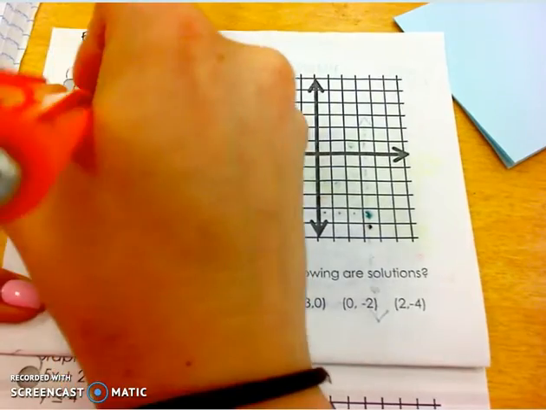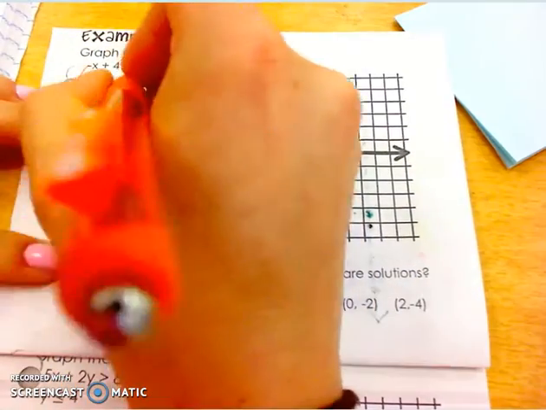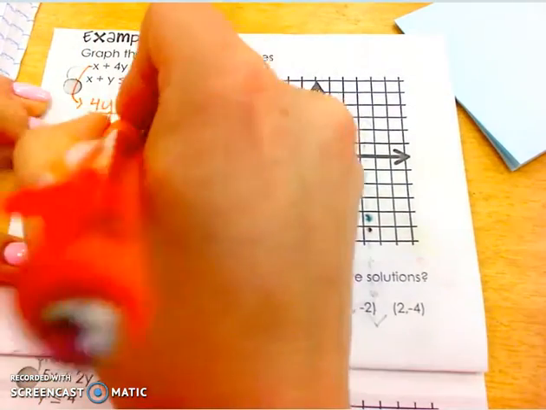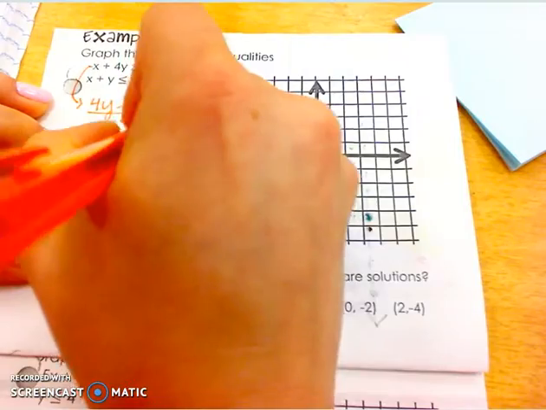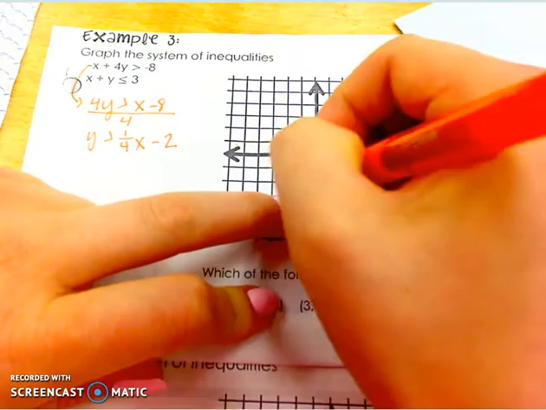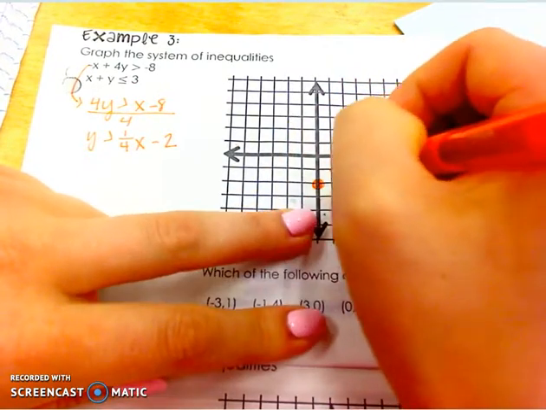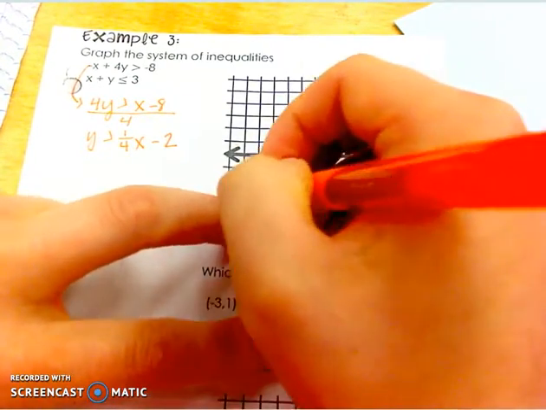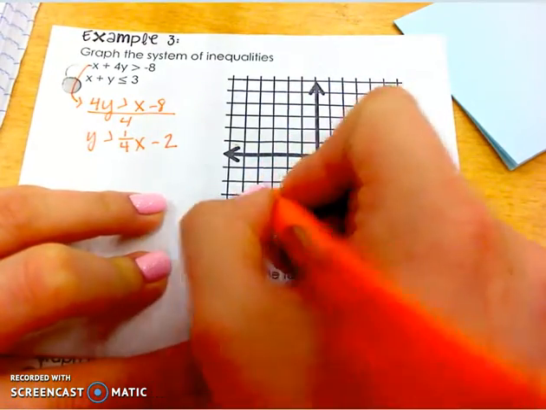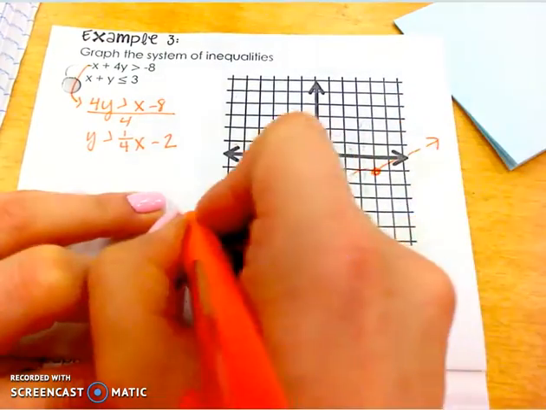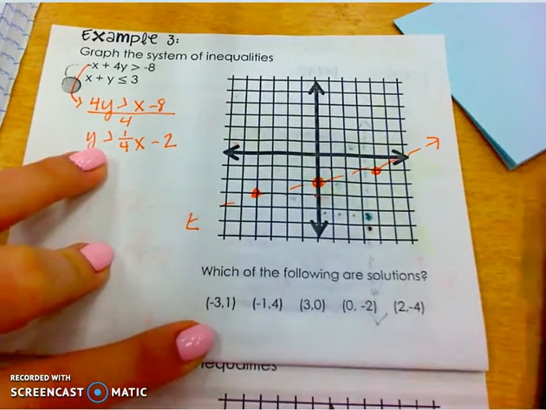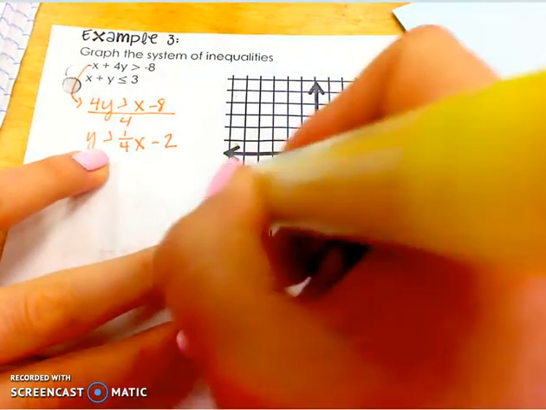Slope-intercept form. 4y is greater than x minus 8. Divide by 4. Y is greater than 1/4 x minus 2. Down at -2. Up 1, 1, 2, 3, 4. Down 1, left 2, 3, 4. This is a dashed line. Okay. And it's y is greater than this, so it's everything above the line.